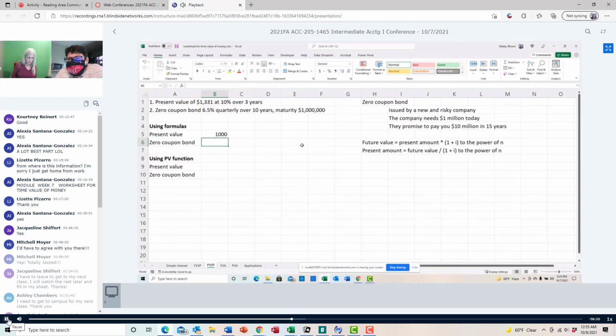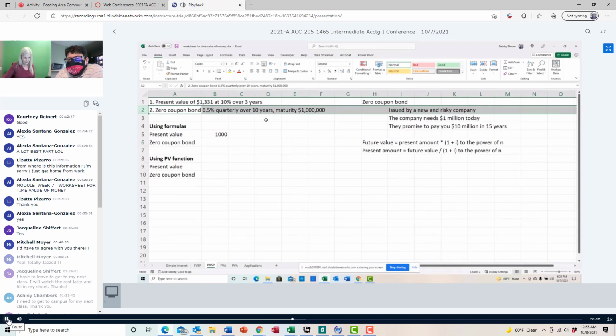Now, if we wanted to use our formula to calculate the zero coupon bond, let's say you were looking to invest in a company. They promised to give you $1 million in 10 years.